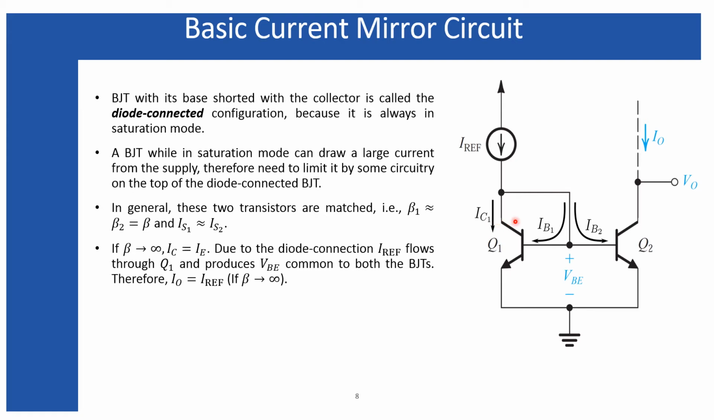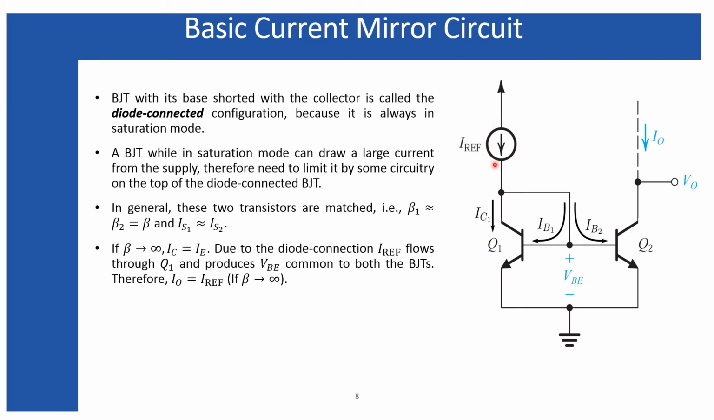A diode connected transistor can draw a very large amount of current. Therefore, we need to limit that large amount of current by a secondary circuit placed at the top of this transistor Q1, which we have already seen and will see again in the next slide.